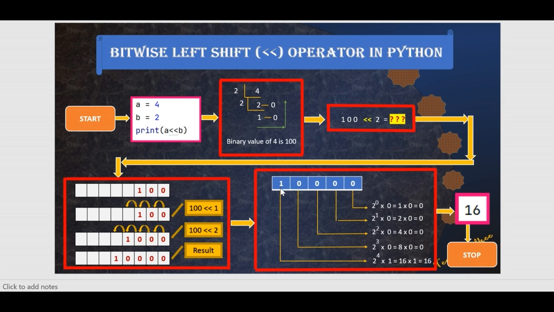And I have this 1 here, which I'll multiply with 2 power 4. 2 power 4 is 16. So 16 into 1 will be 16. And the final integer value will be the sum of these values. So it is 0 plus 0 plus 0 plus 0 plus 16. So it is 16. And this is the same result that we got in Python.